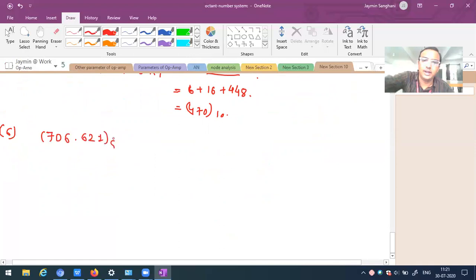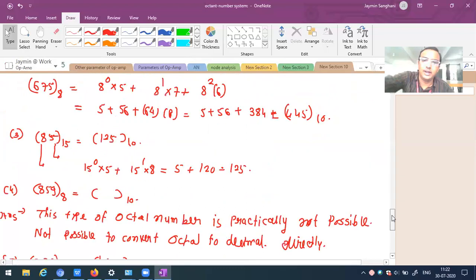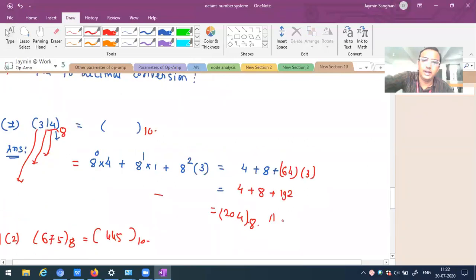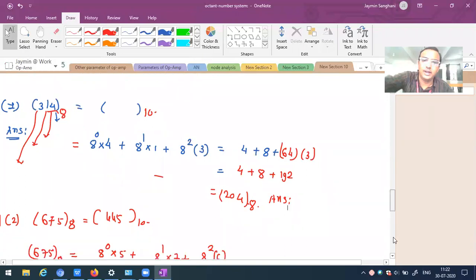706.621. Convert the given octal number into decimal. See, this is the answer. I write the answer actually. Please carefully note down that point. See this type of example that we discuss here.